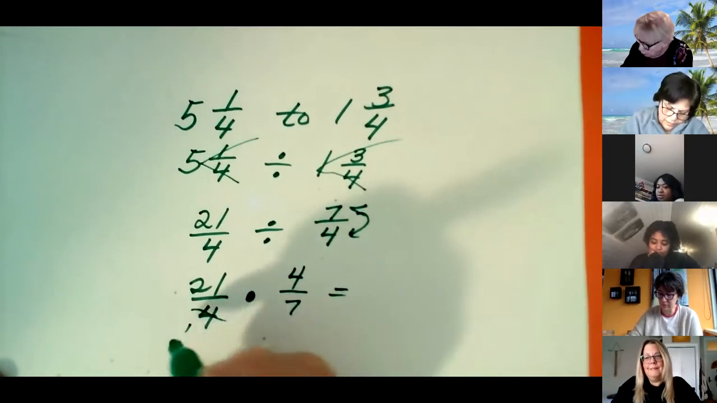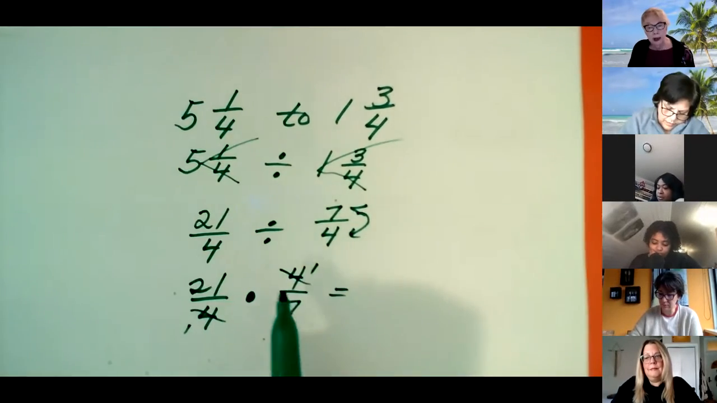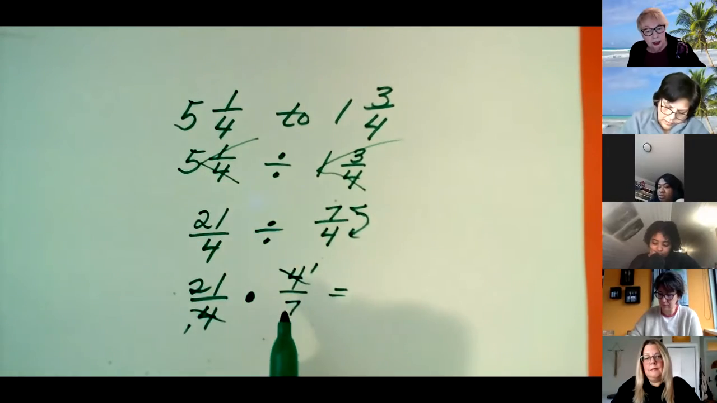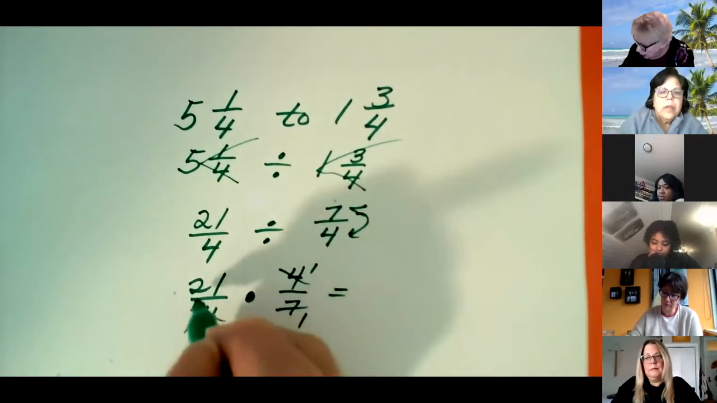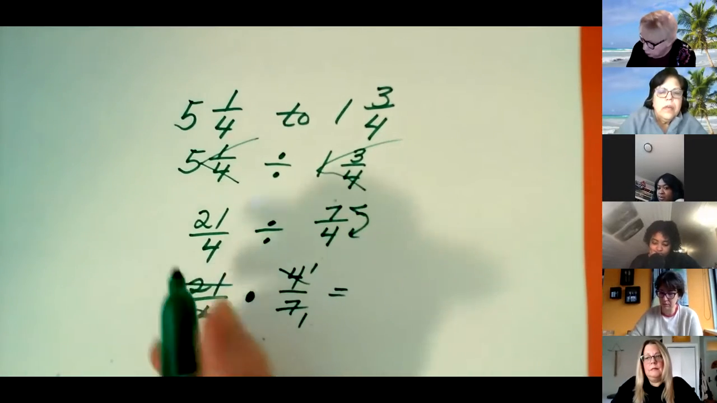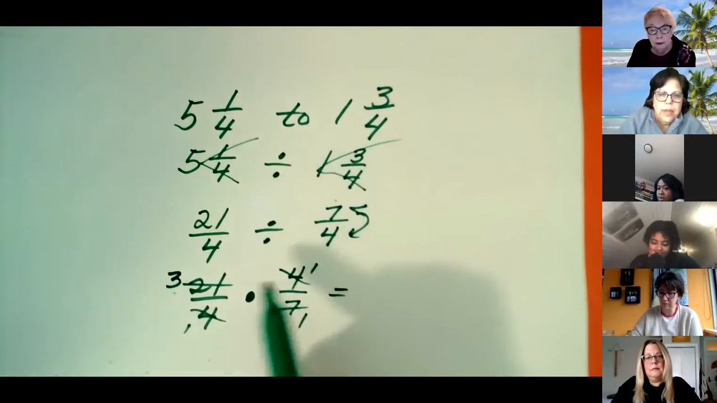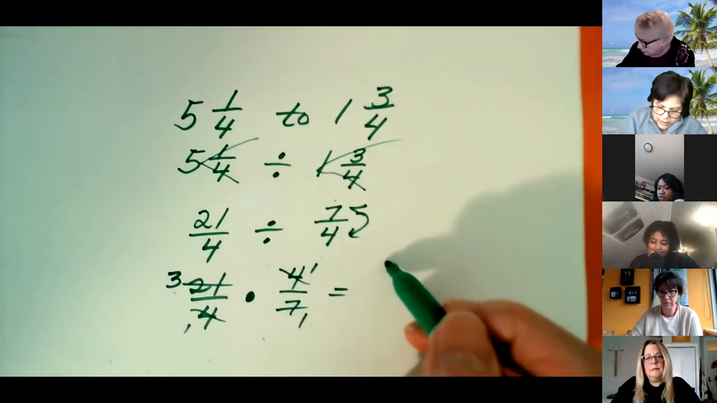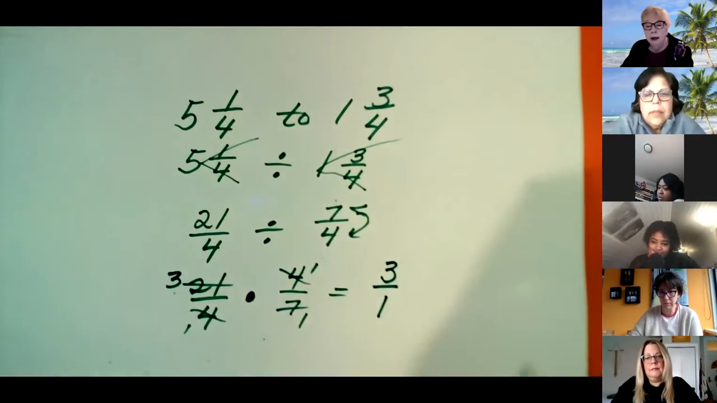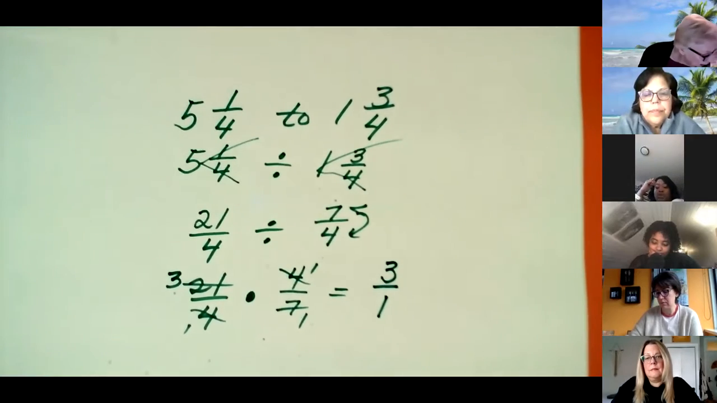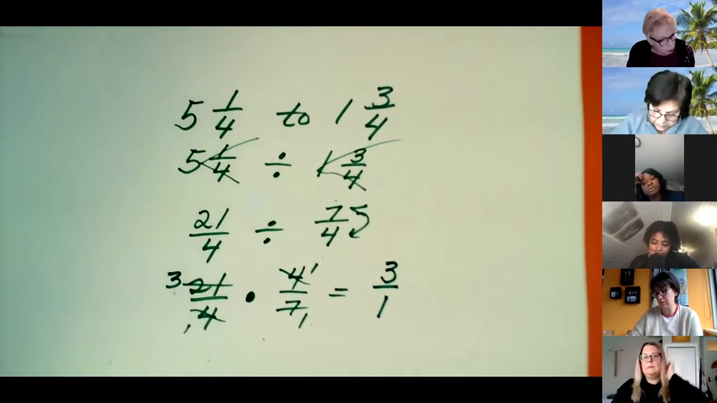I'm going to take out the 4s. And then the 7 and the 21, I can divide by 7, and I'm almost there. 7 into 21 is 3. This is 3/1. And I believe, let me just double check that.